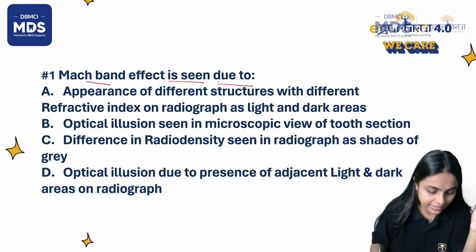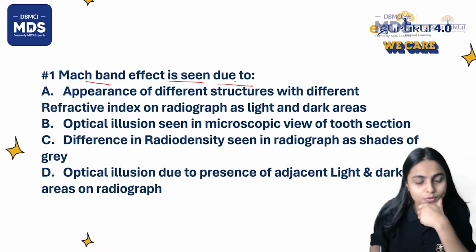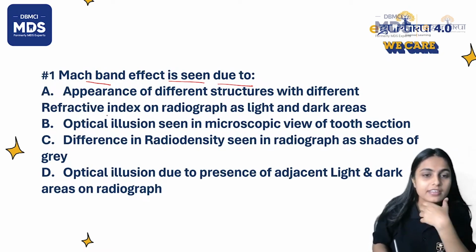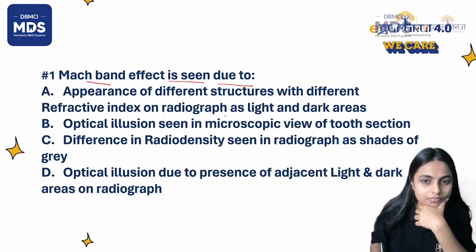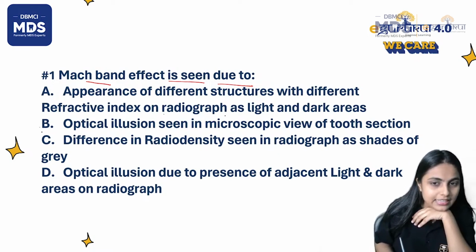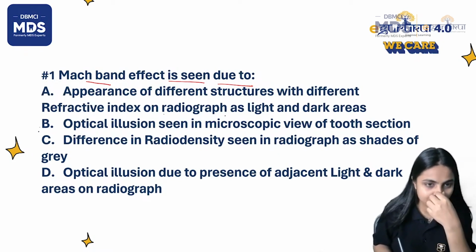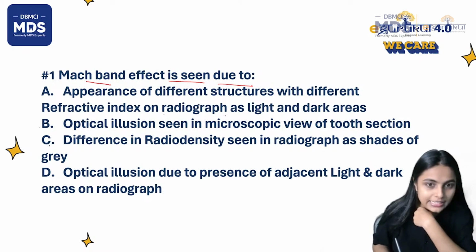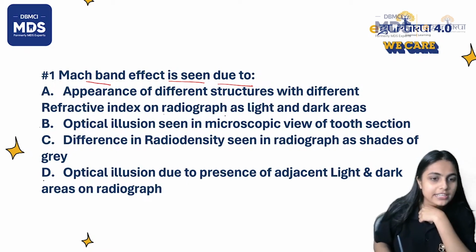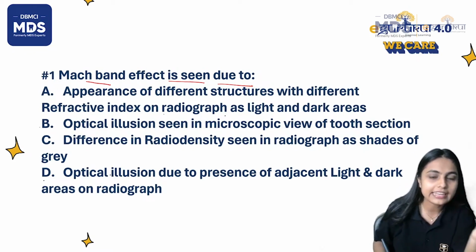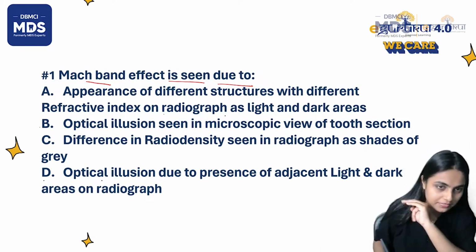Mach or Match band effect is seen due to: option A, appearance of different structures with different refractive index on radiograph as light and dark areas. Option B, optical illusion seen in microscopic view of tooth section. Option C, difference in radio density seen in radiograph as shades of gray. And option D, optical illusion due to presence of adjacent light and dark areas on the radiograph.